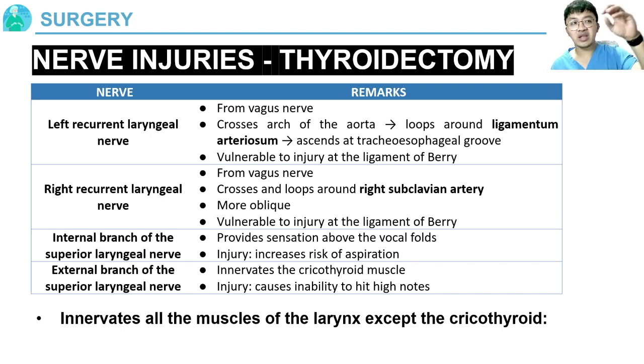For the inferior laryngeal nerve, it goes down, then it goes back up. So when it goes back up from the inferior, it recurs. This is why I call it the recurrent laryngeal nerve.